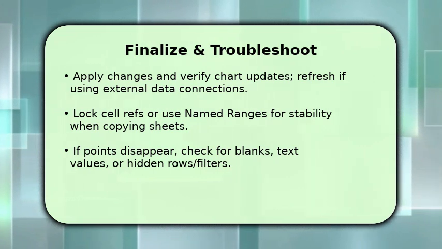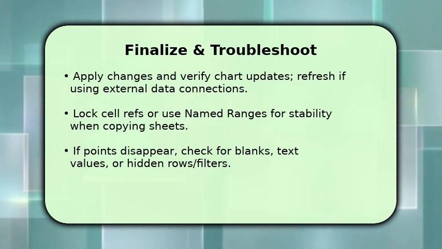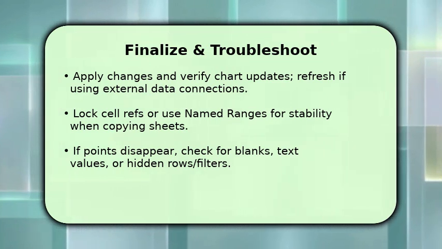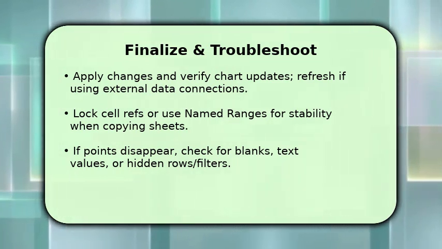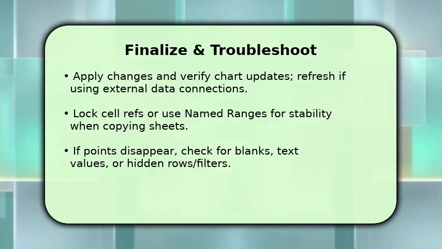If the chart doesn't show data or shifts unexpectedly, check for blanks, text entries in numeric columns, or hidden or filtered rows. Those commonly cause missing points. If issues persist, undo and re-enter the exact ranges to eliminate syntax mistakes.